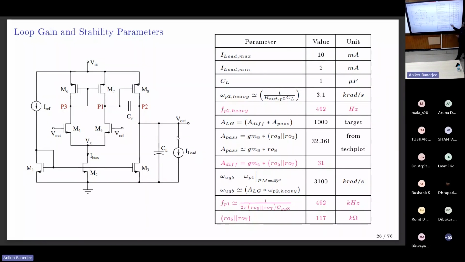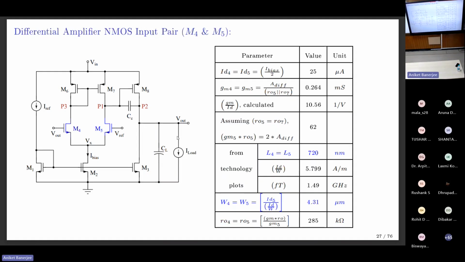So what do I know? I know this pole frequency, the output impedance at this node, and the DC gain needed from the diff amp, which is 31. I know this output resistance calculated as this. Now designing the diff amp input pairs. To design the diff amp input pairs, I'm assuming some given bias current, in this case say 50 microampere, which is splitting as X.